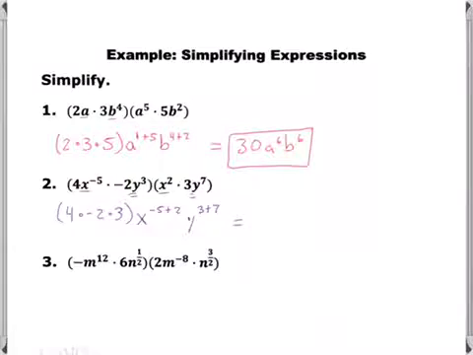We get 4 times -2 is -8. -8 times 3 is -24. We get x to the -3rd power, y to the 10th. We don't want negative exponents, so we'll bring the x to the 3rd underneath. So we should get -24, y to the 10th, over x to the 3rd. And this is our final answer.